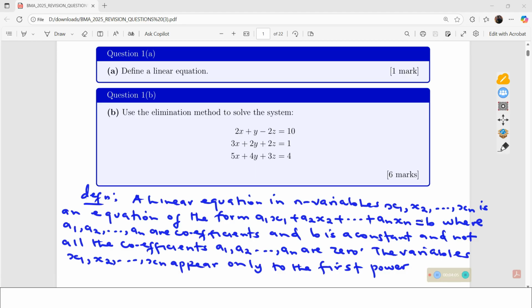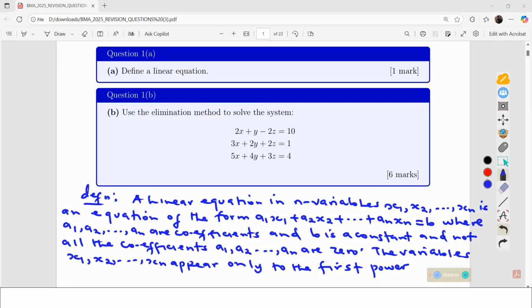And in most cases, whenever you graph such equations, you get what we call a straight line. So you define a linear equation as that equation where each of the variables x1, x2 up to xn is raised to the power of 1. And whenever such equations are drawn on a graph, they form a straight line.